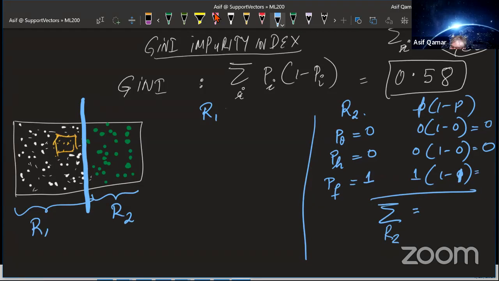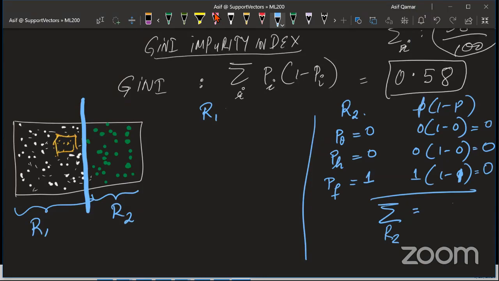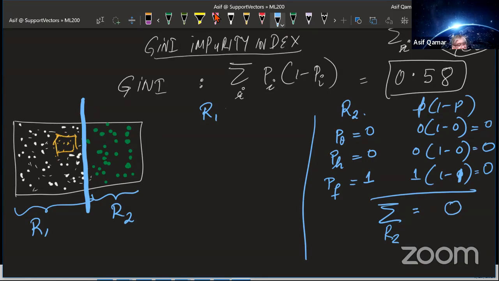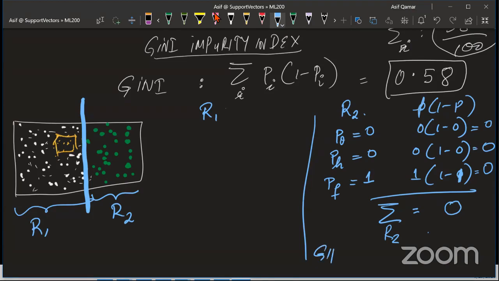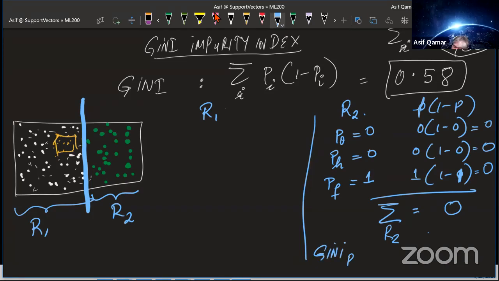Thanks, Avijay. Thanks for correcting. And what would this be? Also 0. And so what is the impurity on this side? 0. So Gini of R2 is equal to 0, isn't it? And this is the Gini of R0, the initial.